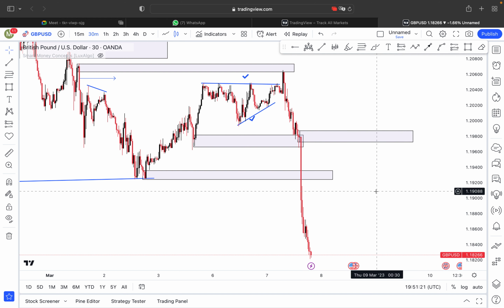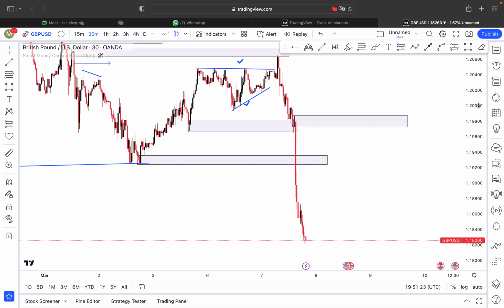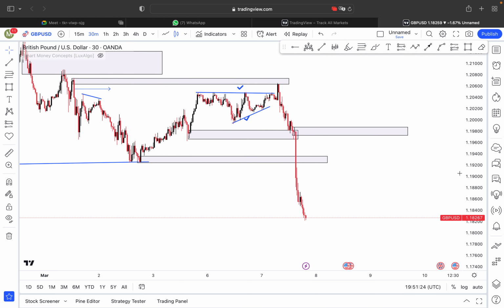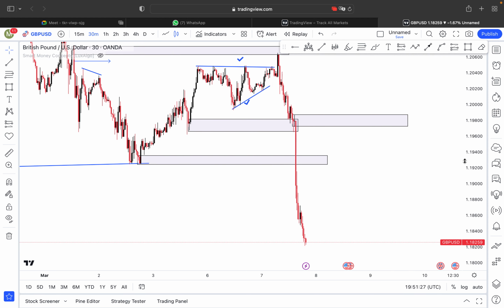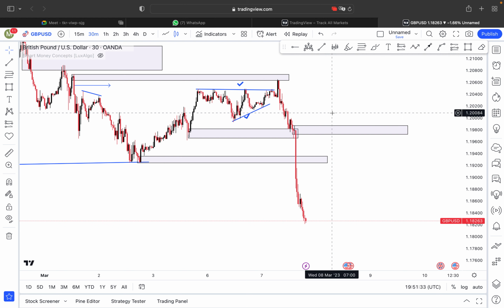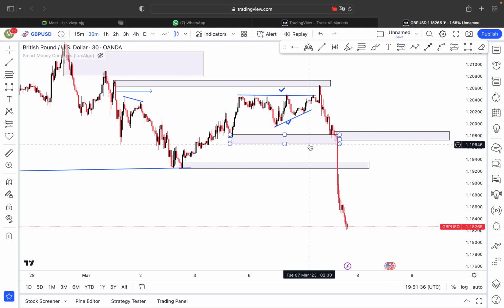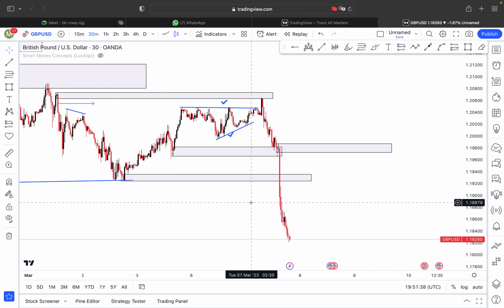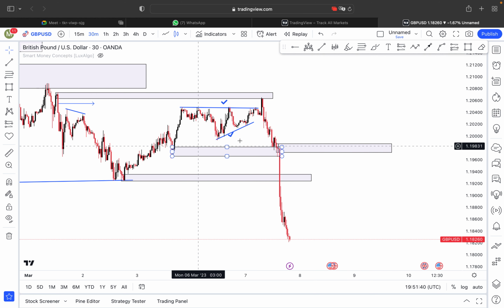So pro tips, whenever you are trying to mark your zone and do your technical analysis, first of all, check if there's any high impact fundamental news coming up. So you need to be careful. Now, areas where you can target your profit should be areas of unmitigated zones, because those zones will always act as a magnet in the market.